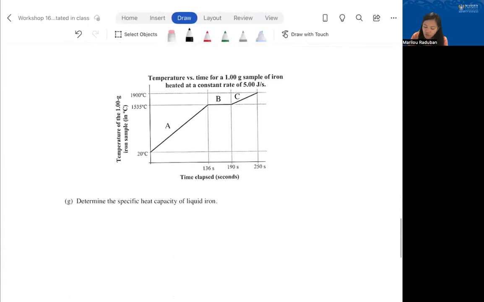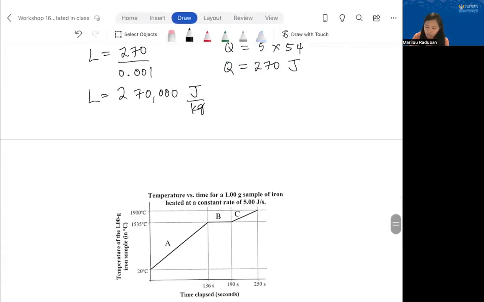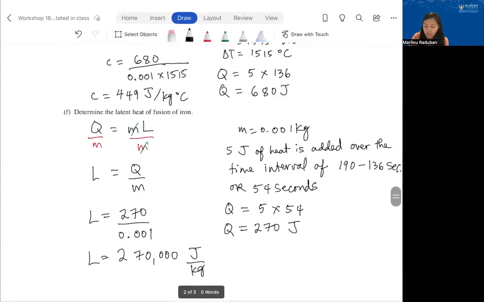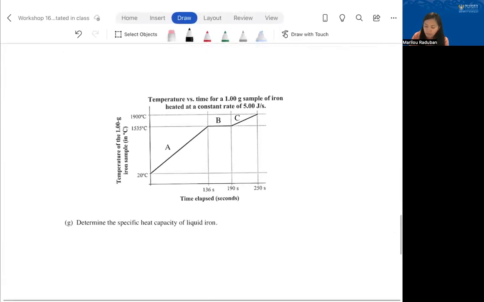Okay, so question G is similar to question E, except that this time it's purely liquid iron. In question E, it was solid iron, but the concept is the same. So we're being asked to determine the specific heat capacity of liquid iron.